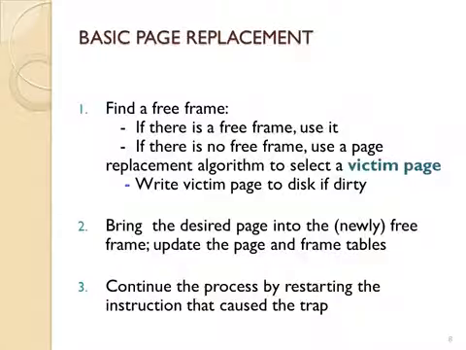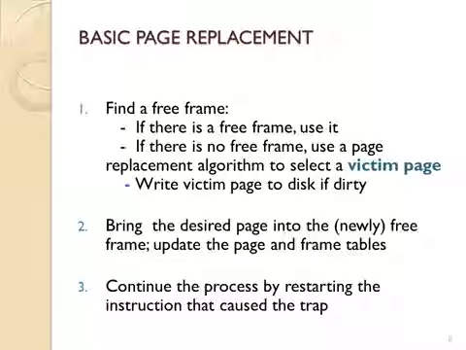So again, this is the same thing repeated, just written out in steps. You find a free frame. If you have a free frame, then you use the free frame. If you have no free frame, then you need to select a victim page to be replaced. In the page table, which I went over in the other video, you have some bits. You have a valid bit and you have a modified bit, or a dirty bit.